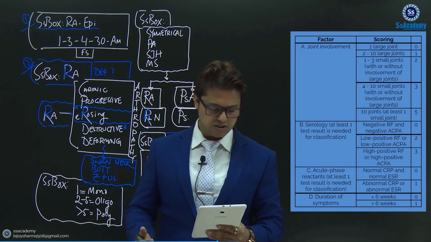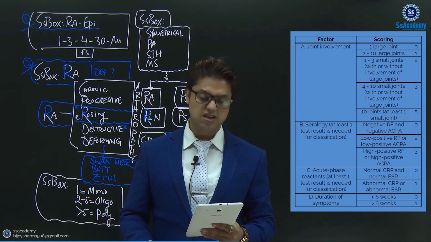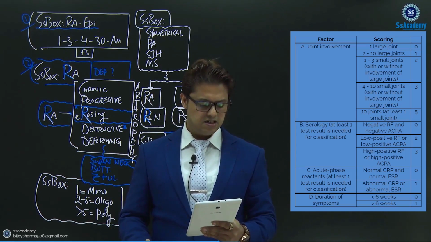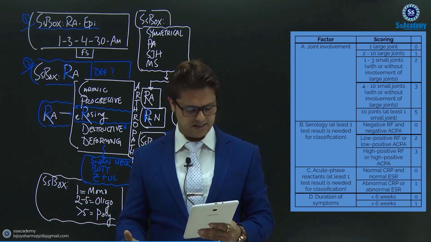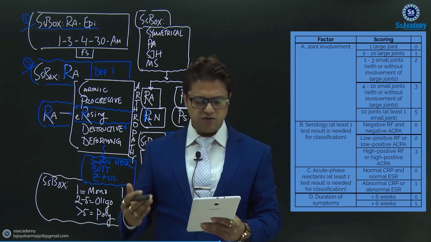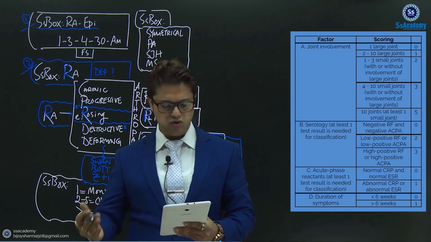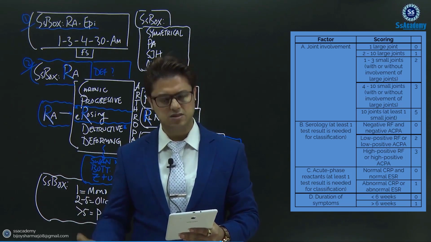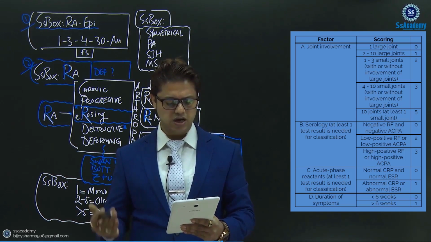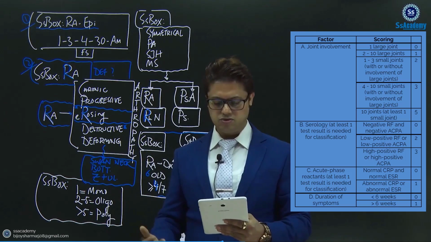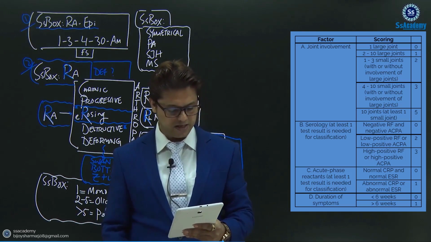And next is the serology. At least one test result is needed for classification. So the B for serology, I'm saying the B for serology, my dear. Yes. So negative rheumatoid factor and negative ACPA is a 0, low positive is a 2, and high positive, you'll get the 3, my dear. So circle the low 2 and high 3, my dear.